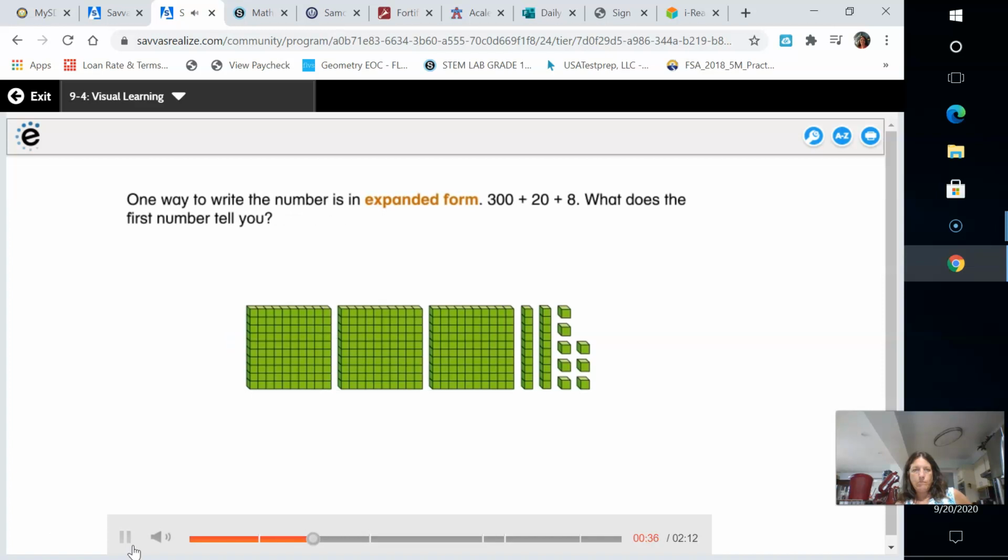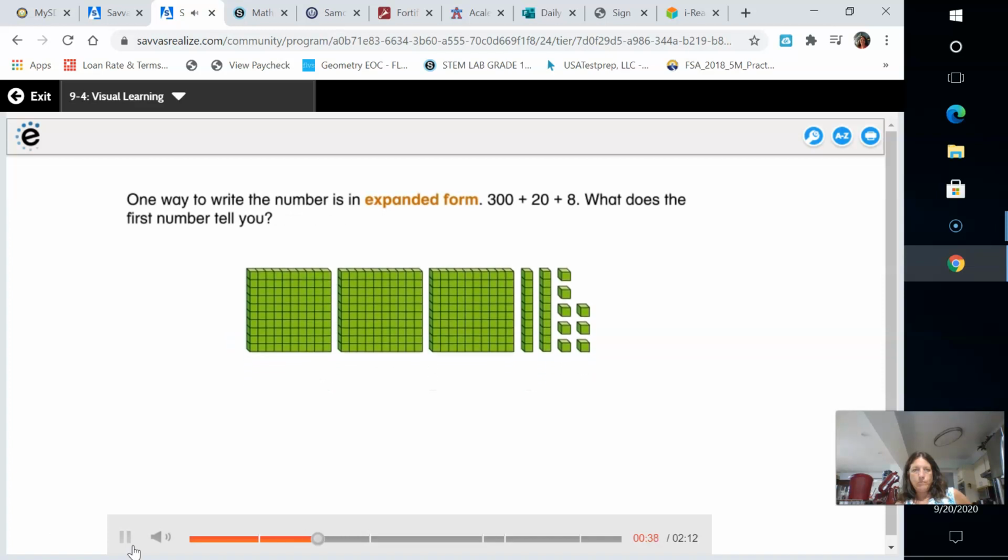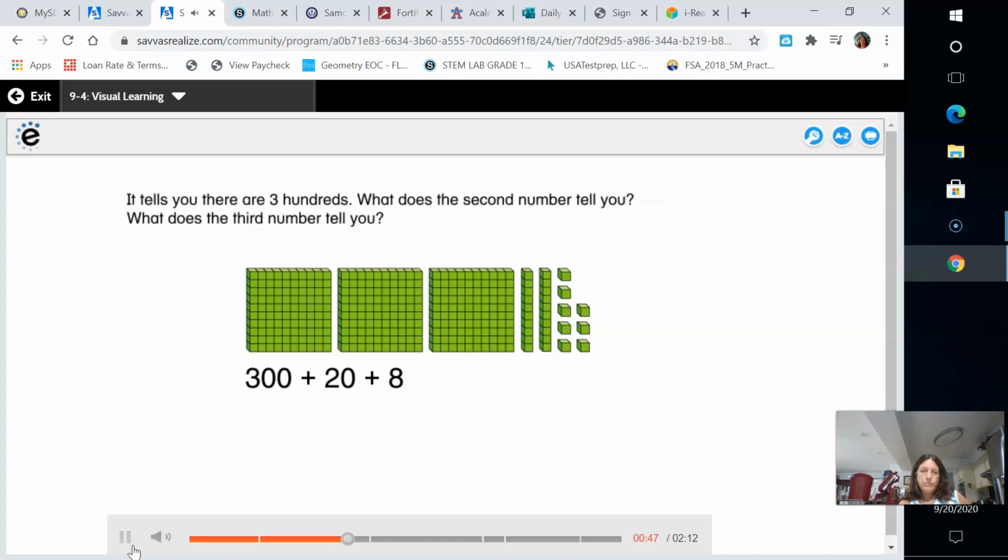One way to write the number is in expanded form. 300 plus 20 plus 8. What does the first number tell you? It tells you there are 3 hundreds. What does the second number tell you? What does the third number tell you? The second number tells you there are 2 tens. The third number tells you there are 8 ones.